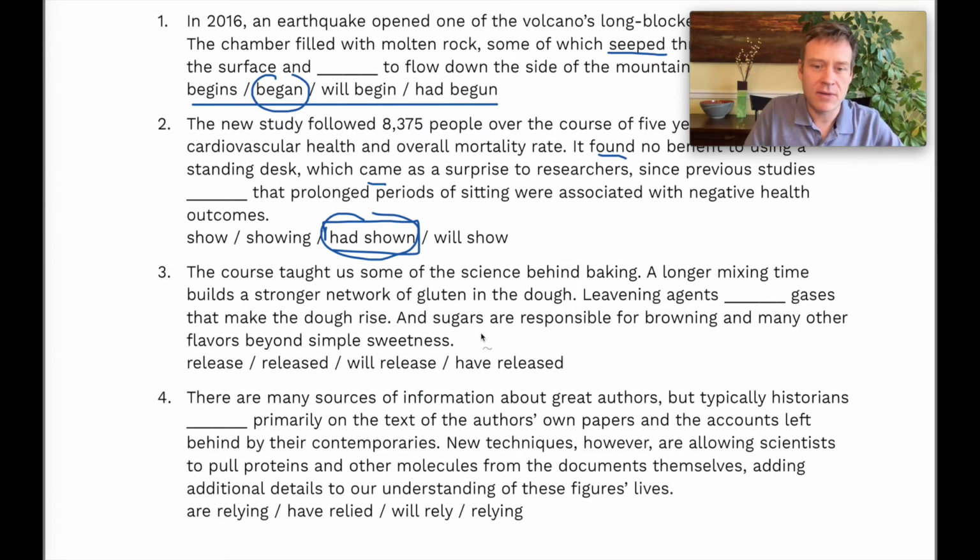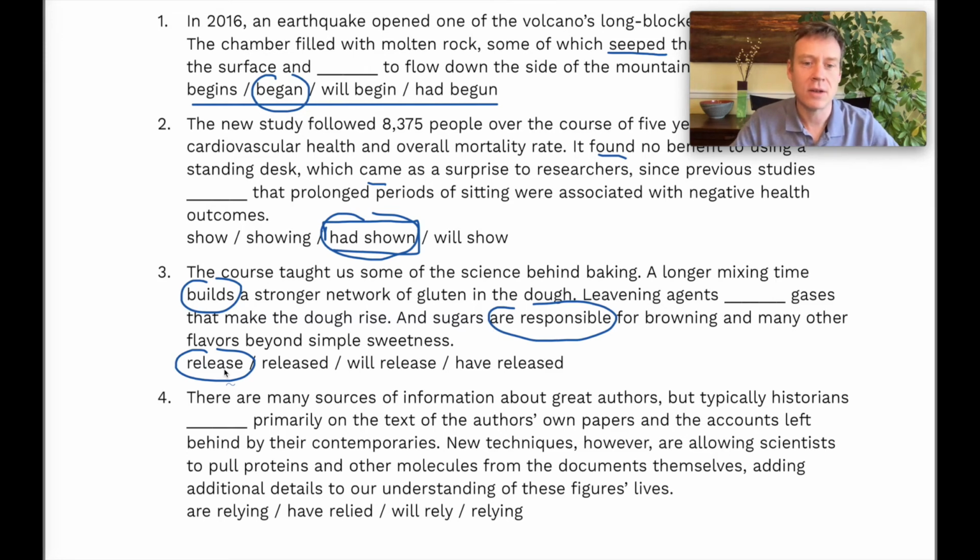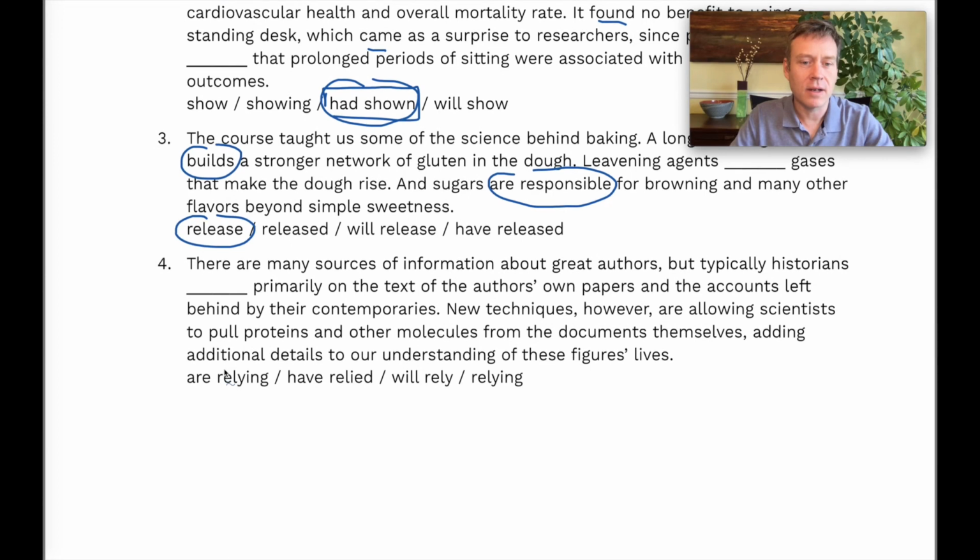these last three sentences are all in the present tense. The mixing time builds, that's in the present tense. Sugars are responsible, so that's in the present tense. And these are talking about things that are just generally true, and this middle sentence should fit that same pattern. So the leavening agents release the gases that make the dough rise, so the right answer here should be release. And finally, there are many sources of information about great authors, but typically historians, what do they do?